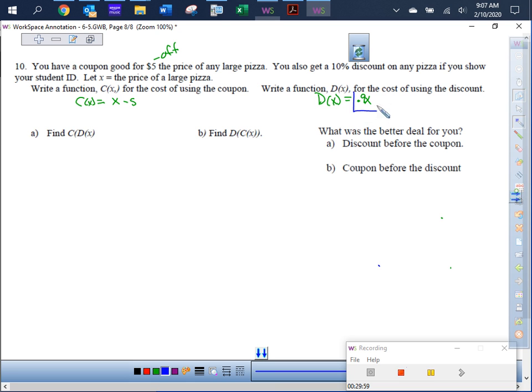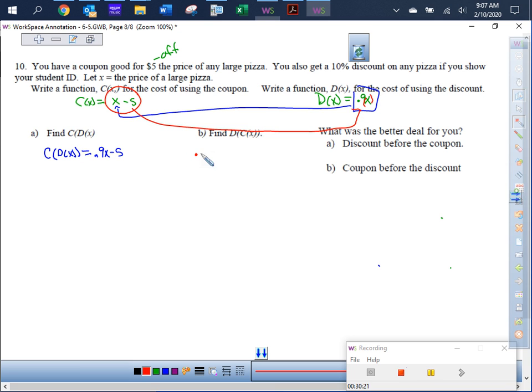So that means this is going in for here. So I'll do C of d of x equals, got to put 0.9x in here. So that's pretty basic. And then if we do the reverse, I want to use the coupon first, so this guy has to go in for x over here. That's going to be d of c of x, and 0.9 times x minus 5.